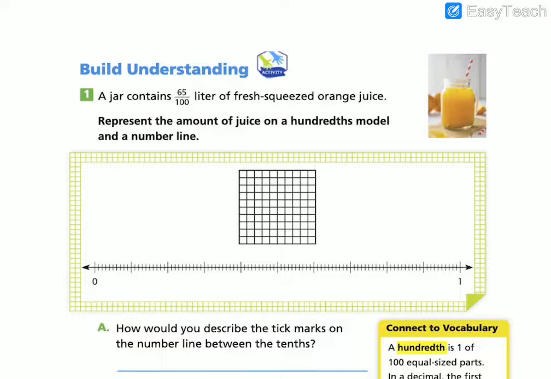So when we're thinking about 65 hundredths, I know that there's 6 columns in that because 65. Okay, so I know that in order to shade this in, I can shade my 60. That's going to be 6 columns of 10. And then I shade 5 more to show 65 hundredths.